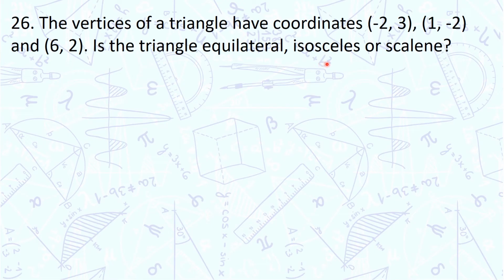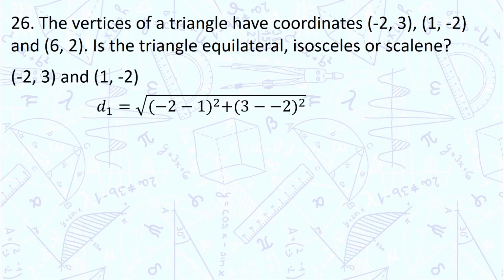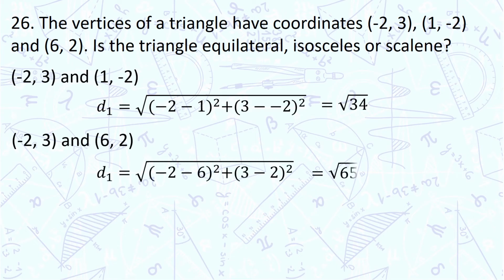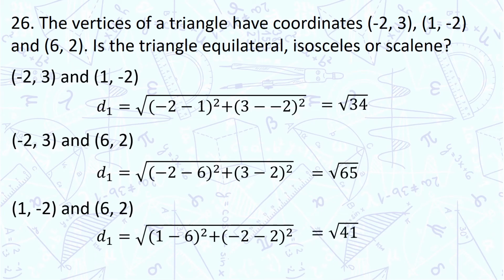So we need to get the distance between negative 2, 3 and 1, negative 2. That is equal to square root of 34, using the distance formula between any 2 points on the rectangular coordinate system. Distance between negative 2, 3 and 6, 2, that is square root of 65. Distance between 1, negative 2 and 6, 2 is square root of 41. The lengths of the sides of the triangle are different, therefore the triangle is scalene.